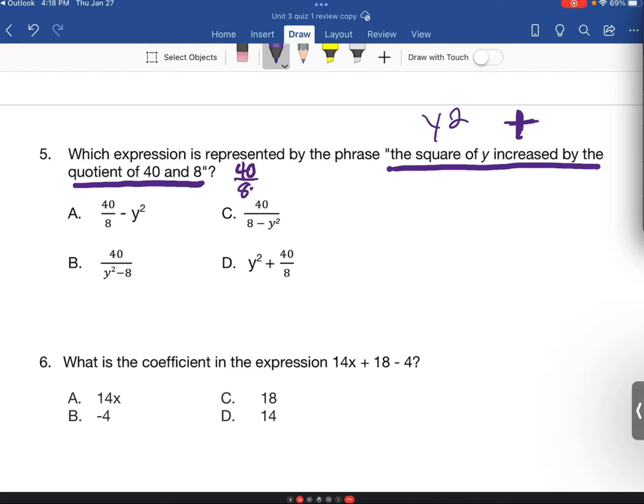And I know you could write it a lot of different ways, like 40 divided by 8, but you see in your answers that it's looking for something with a fraction, right? And we know that fractions mean division. So let's put it together. The square of y, right? So it's y squared increased, plus 40 over 8, right? The quotient of 40 and 8. Which one shows that?